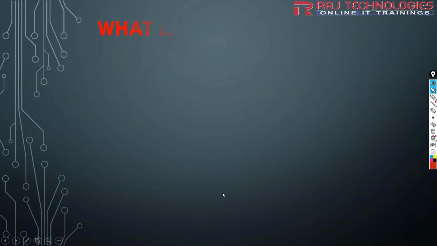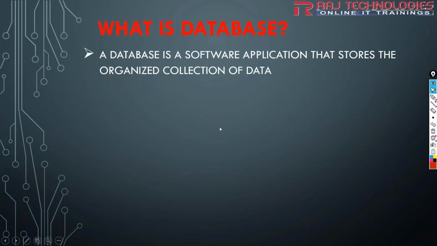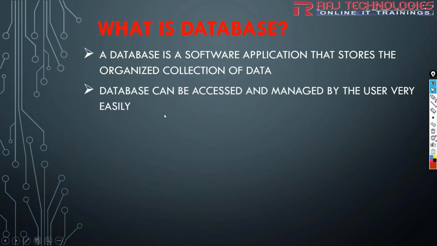Now, first of all, let us understand what is a database. A database is a software application that stores an organized collection of data. So whatever the data we are having, if I want to collect that data in a proper organized way, we make use of a database. It's a software application. So a database can be accessed and managed by the user very easily. We can easily manage the data present in the database.